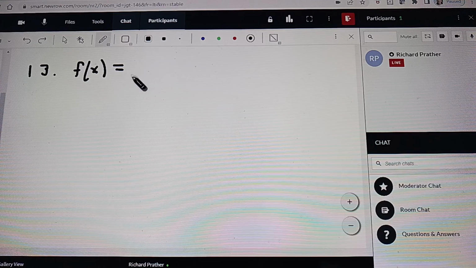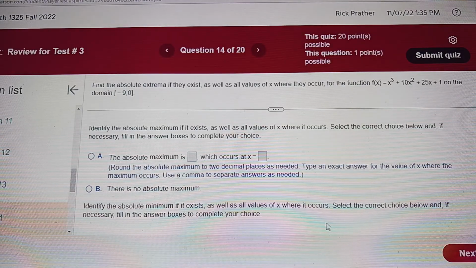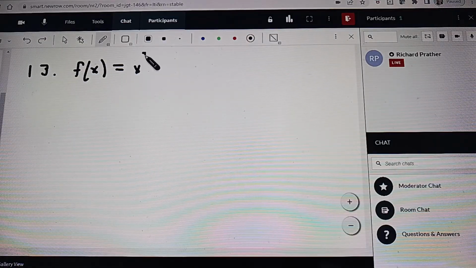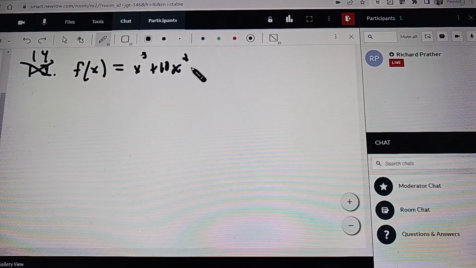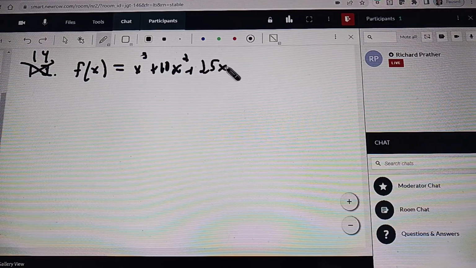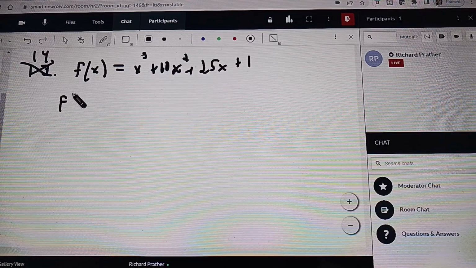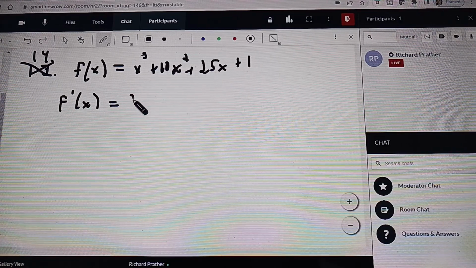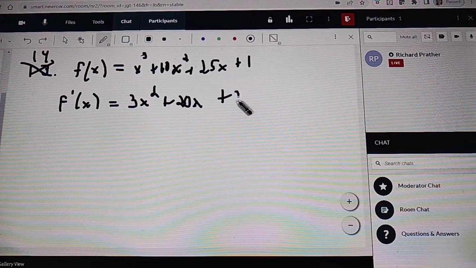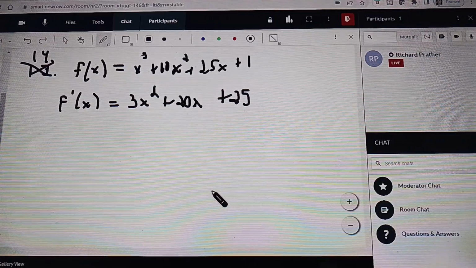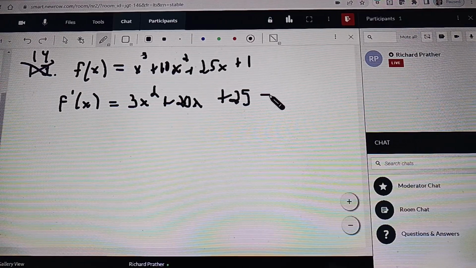So f of x equals, oh, sorry, we're on number 14. x cubed plus 10x squared plus 25x plus 1. So the first derivative would be 3x squared plus 20x plus 25. It's definitely never undefined, so no critical numbers from that.